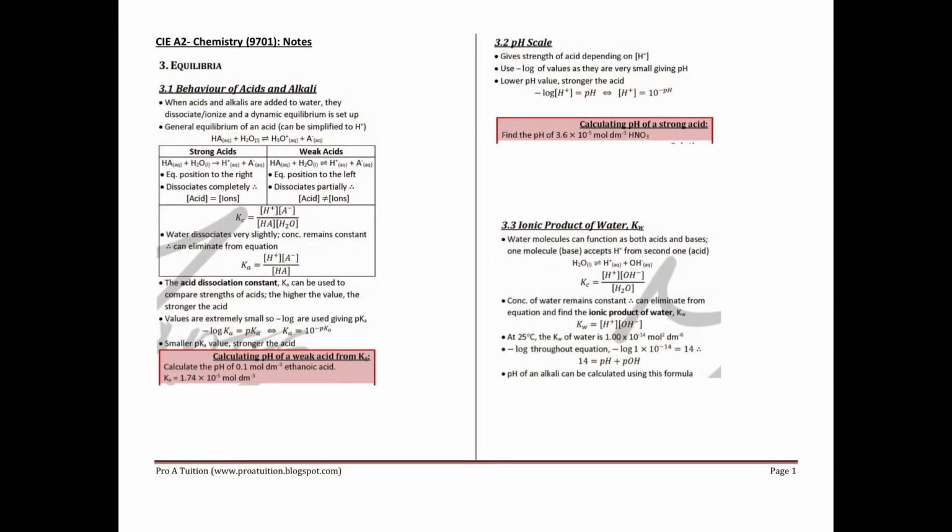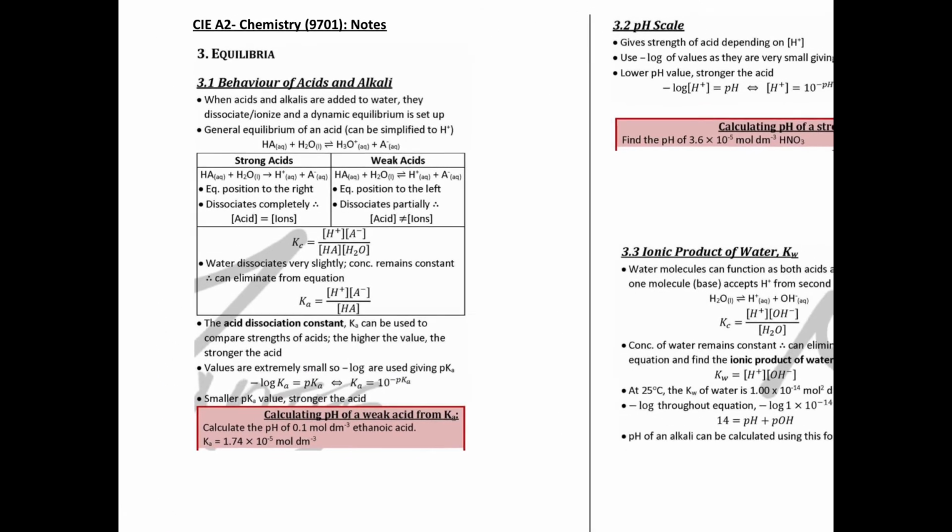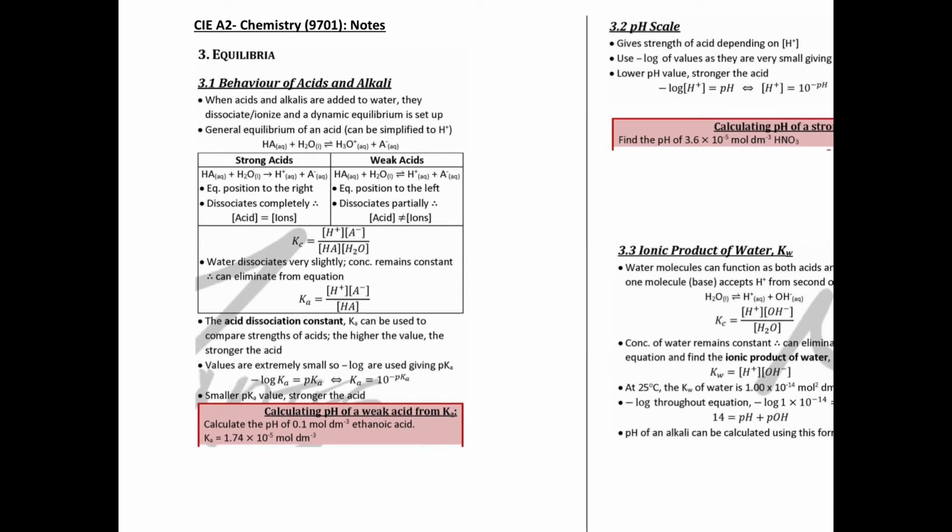Equilibria. So 3.1, behavior of acids and alkalis. Okay, so first point, they said when acids and alkalis are added to water, they dissociate or ionize, and a dynamic equilibrium is set up. So how does the equation look? We need to know about that. So that's why you look at number two.